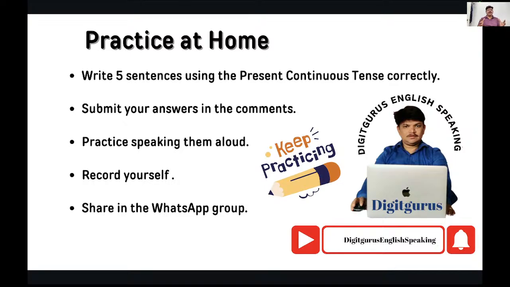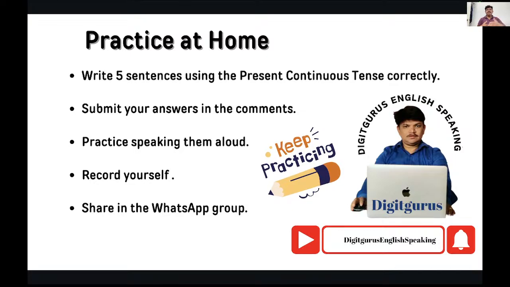Third thing, practice speaking them aloud. Just like I have, you may take any one sentence. For example, I'm reading. For example, you are reading. Are you reading? You aren't reading. Aren't you reading? You may practice like this.